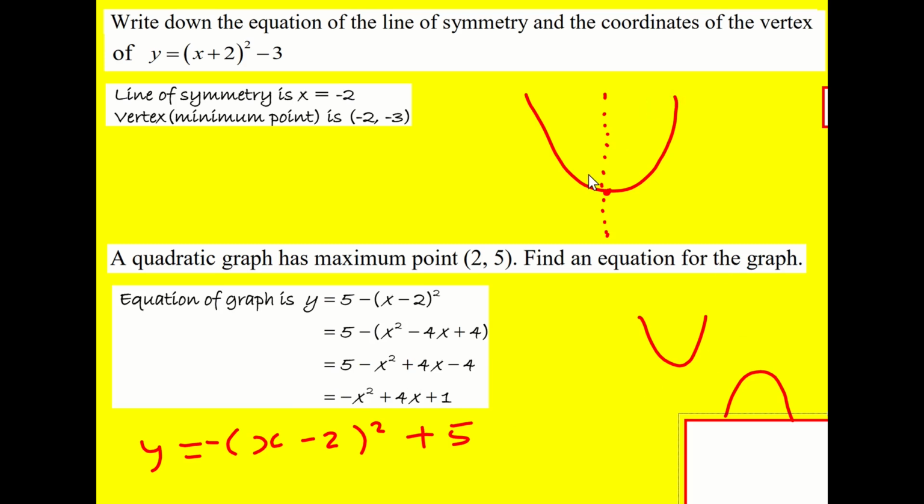Just for info, there's actually an infinite number of quadratics that would have this as a maximum point. If I just move this along, you could actually put any positive constant there, where k is greater than 0, and that would also work.